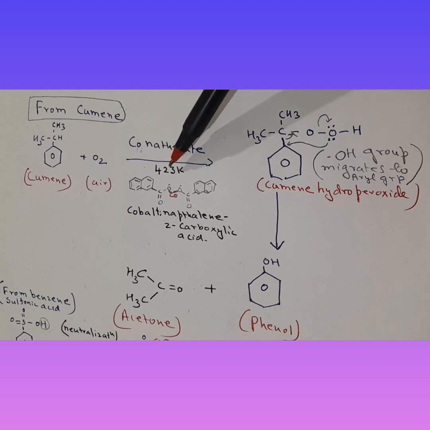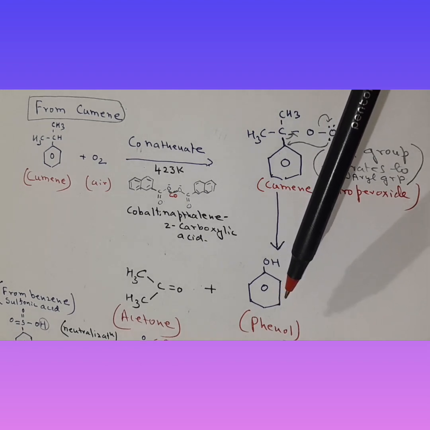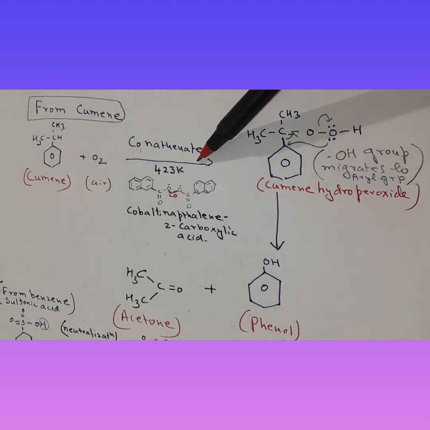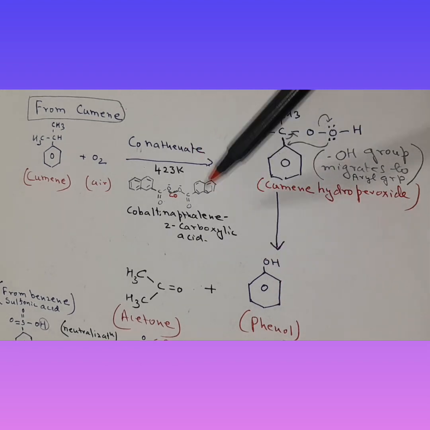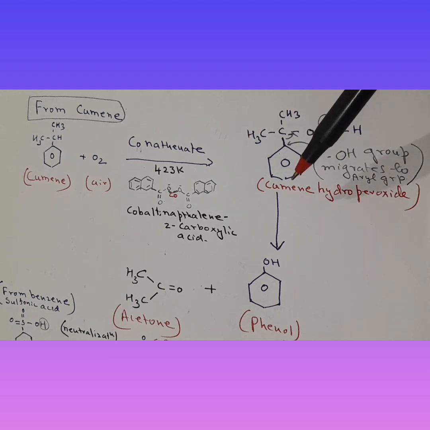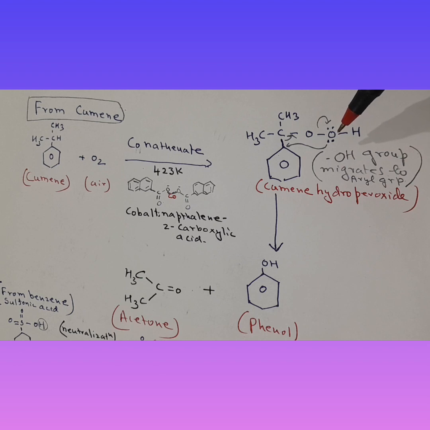At 423 K it gives phenol. Now see, prior to getting to phenol, it forms cumene hydroperoxide. We know the OO bond is a peroxide bond. So if there would have been one hydrogen over here, we would have called it hydrogen peroxide. But that hydrogen is replaced by cumene. So we call it cumene hydroperoxide.